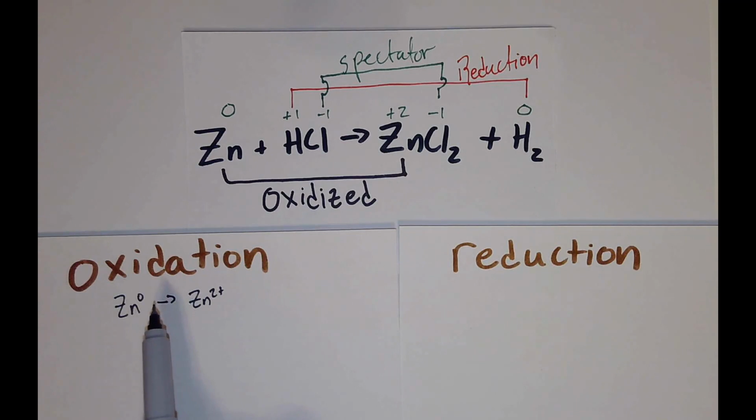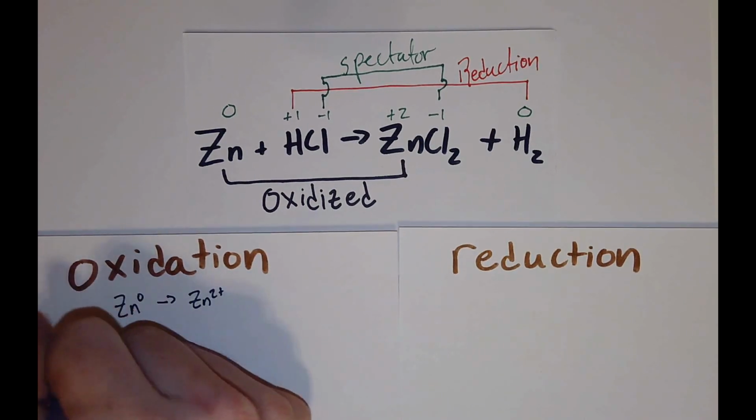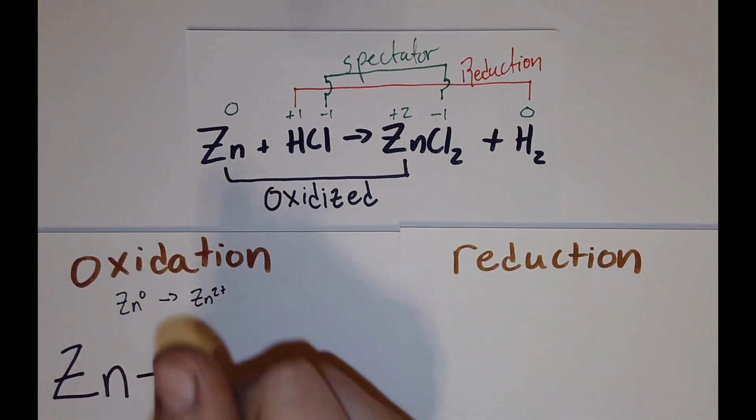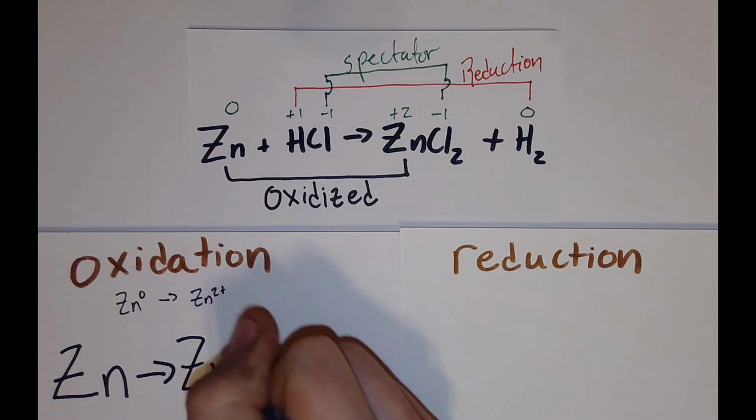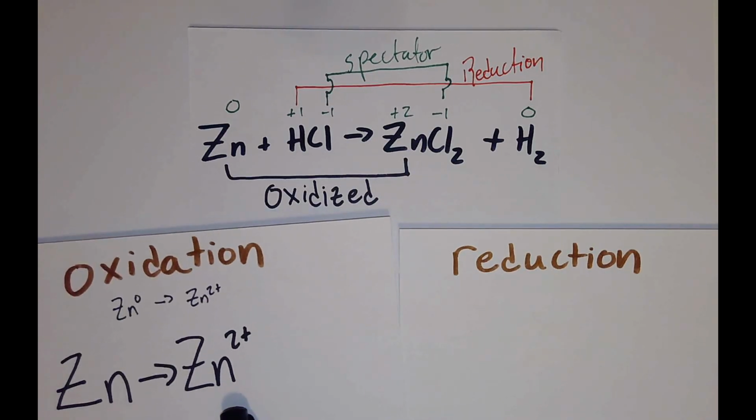I can't add protons. So on this side of the equation, there's nothing I can do to make this side of the equation make sense, right? It's got to stay the same. Okay, so far I'm going to have zinc turn into something. And it's got to turn into zinc 2 plus because we already know that. But that's not balanced. The plus 2 had to come from somewhere. So how many electrons does zinc need to lose to become 2 plus?